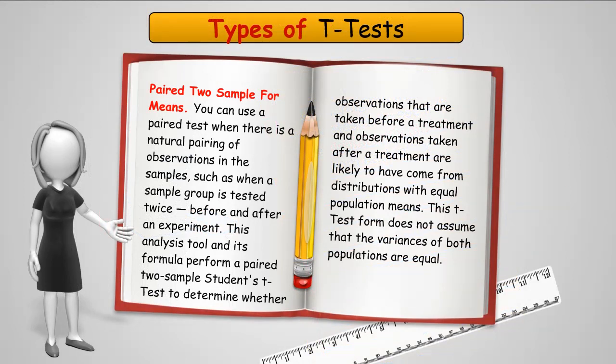Now, another permutation of this test is called the paired two-sample test for the means. You can use this when there is a natural pairing of the observations of the samples, such as, for example, you sampled a group before and after an experiment. So you're looking at the same person and at their pre-test scores and their post-test scores. That's a good example of when you would use something like this.